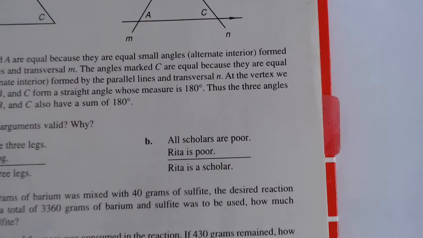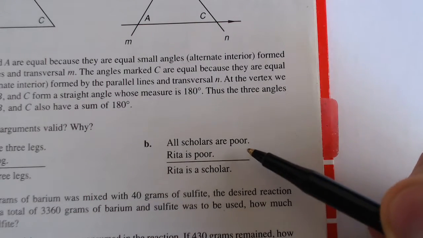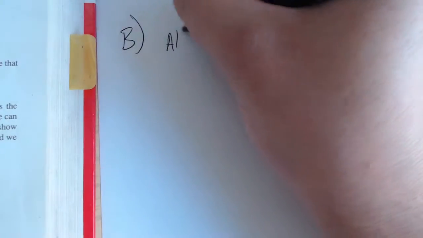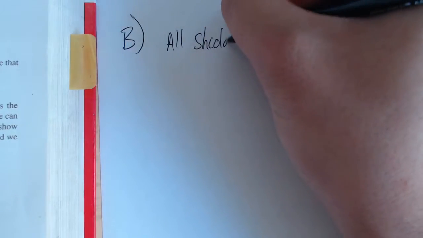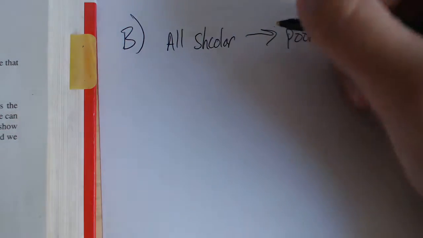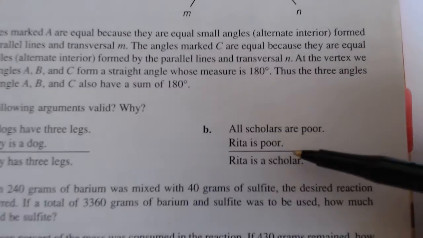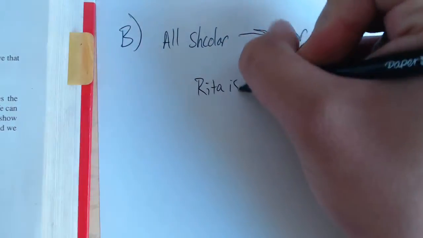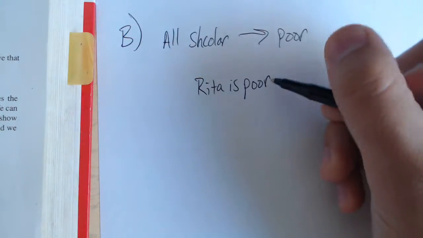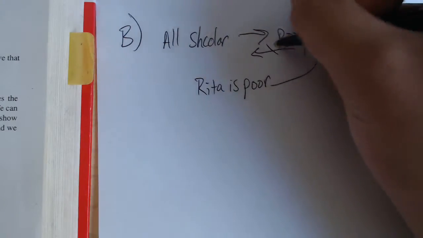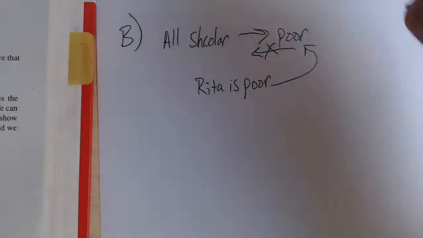Now let's go to B. They say all scholars are poor. So we have to take that first sentence and turn it into a one-way street. So the starting point is all scholars, and they travel to poverty. They are poor. Now, the second statement is Rita is poor. Now, poor leads us this way, and we cannot travel against traffic on a one-way street, so that is invalid.